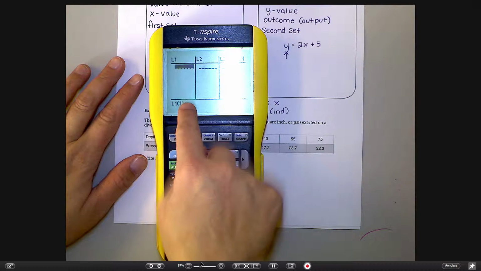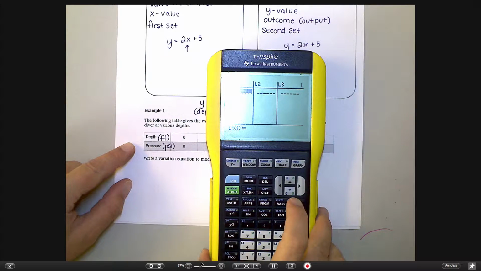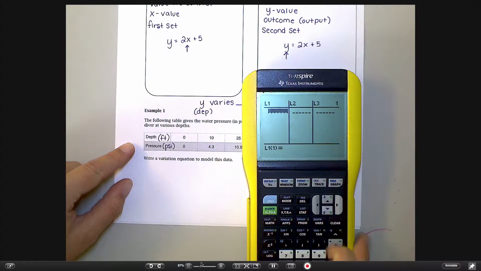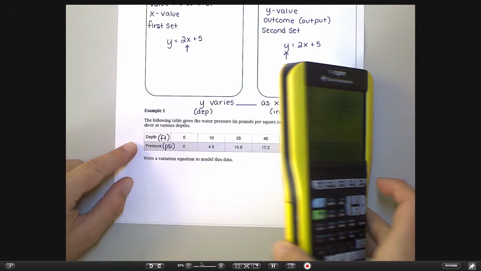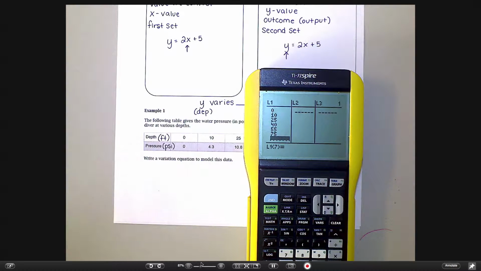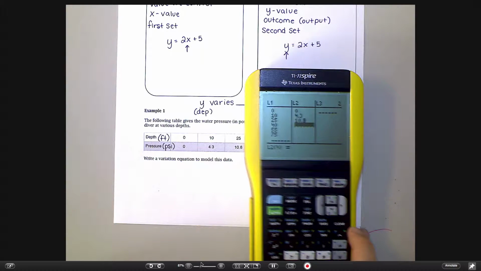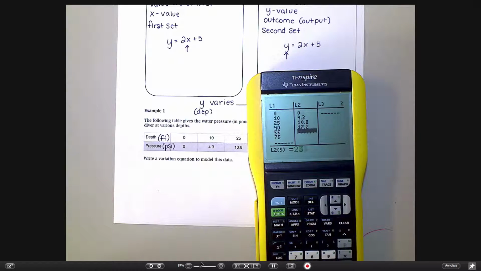Okay, so now in list 1, we're going to put our independent variables. So we're going to put our depths in there. Now I'll put this where I can see it. So 0, 10. Hit enter in between each term. 40, 55, 75. And then what do you think we're going to do? Go to list 2 and put in our pressures. .8, 17.2, 23.7.